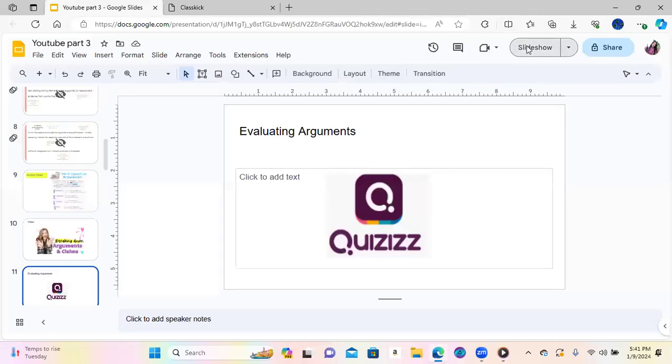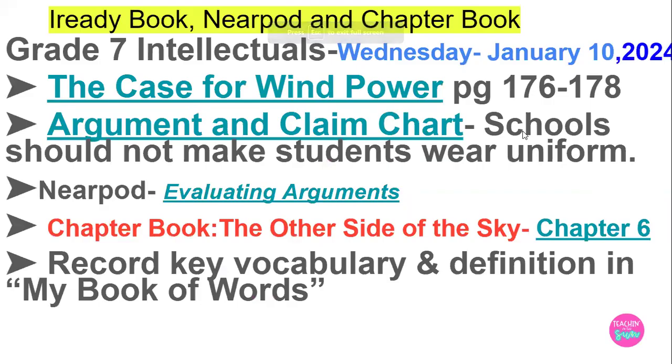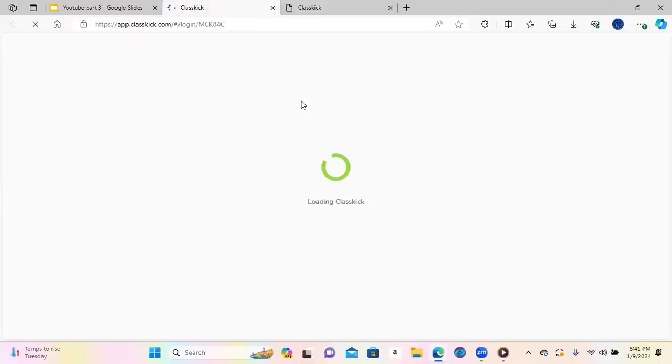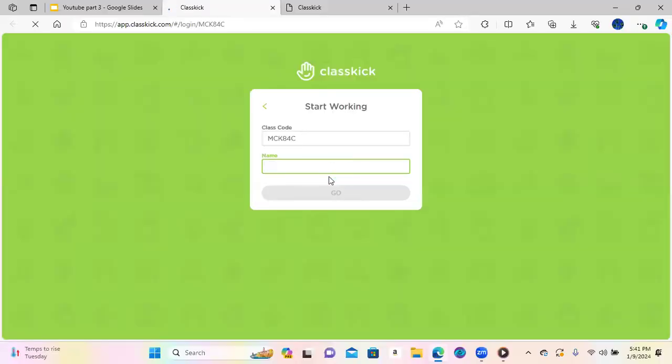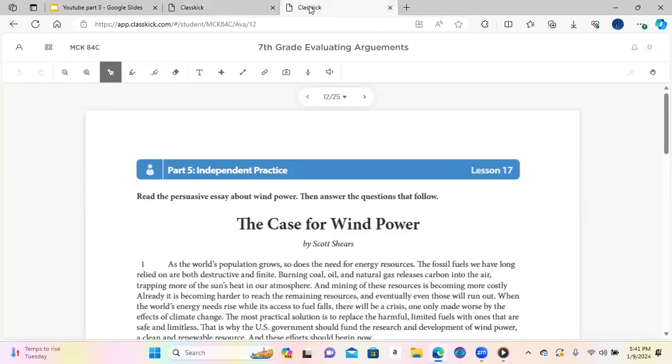Okay, let us continue our lesson. We're going to be reading the text, The Case for Wind Power. If you're using your iReady book, that's on pages 176 to 178. And if you're using your computer, simply click on the link.